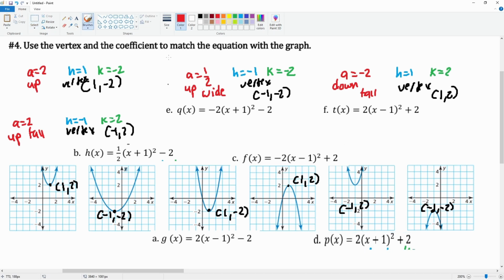Next, we have A equals -2. So this is down because it is a negative. And that 2 means it's tall. H is equal to -1, K is equal to -2. The vertex here is the point -1, -2. Which one is that one? -1, -2. It goes down and it is tall. That looks like it is the last one.